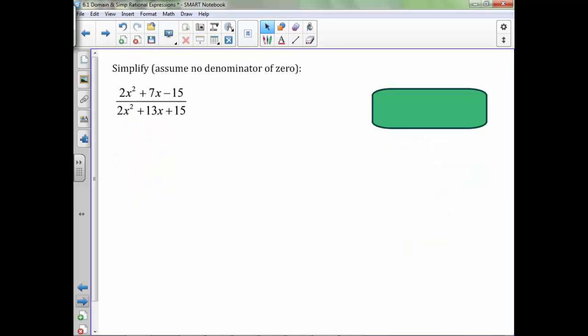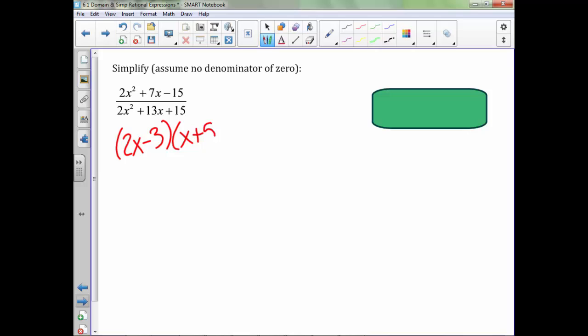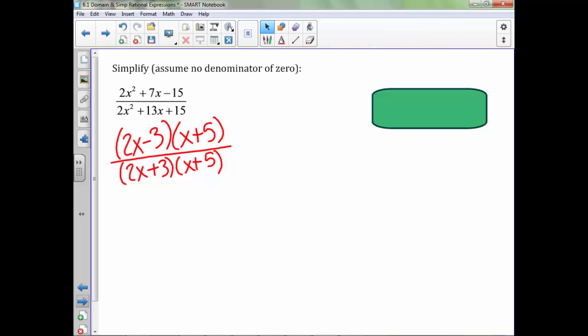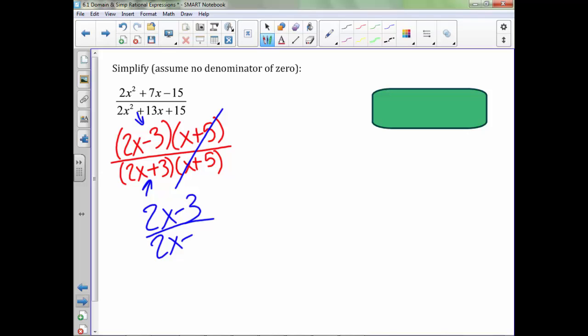So once again, we need to factor. Our numerator factors into 2x minus 3 and x plus 5. You can always verify these on your own. Denominator is 2x plus 3 and x plus 5. Now, which factors are exactly the same? Well, they both have this x plus 5. Notice these two are different, so we can't cancel them out. So we're just left with 2x minus 3 over 2x plus 3.